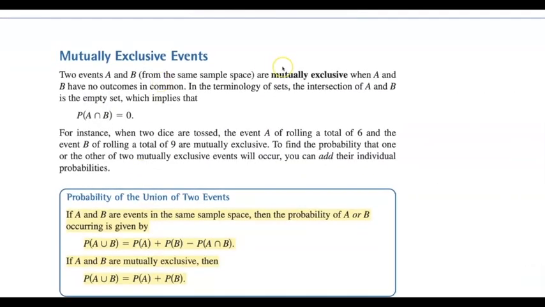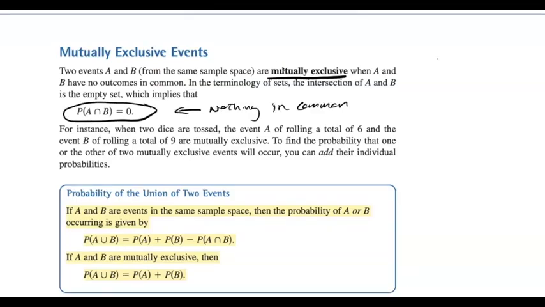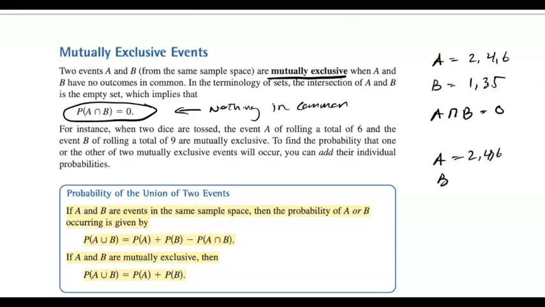How about mutually exclusive events? The 2 things are mutually exclusive if they have nothing in common. For example, if set A was 246 and set B was 135, and I asked what's A intersection B? The intersection means what they have in common. Well, in this case, they have nothing in common. It would be 0. Likewise, if set A was 246 and set B was 259, and I asked what's A intersection B, well, they both have a 2.